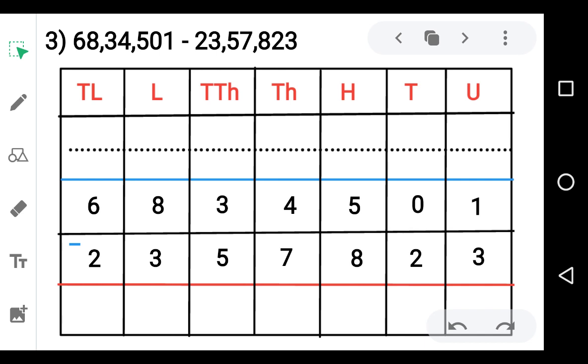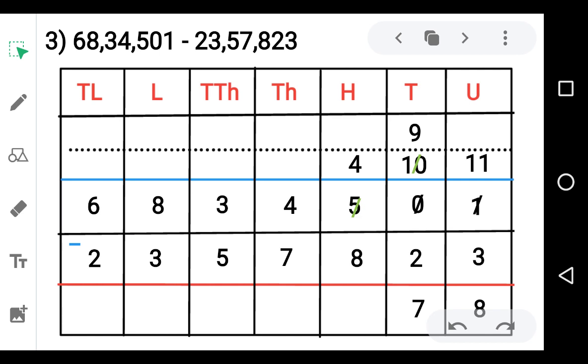So 5 becomes a 4, and in the tens place 0 becomes a 10. Then these tens give 1 to the unit and it becomes a 9. And in the unit place 1 becomes 11. Can we subtract 3 from 11? Yes. So 11 minus 3, 8 in the unit place. Now we subtract 2 tens from 9 tens. 9 minus 2, 7 in the tens place.